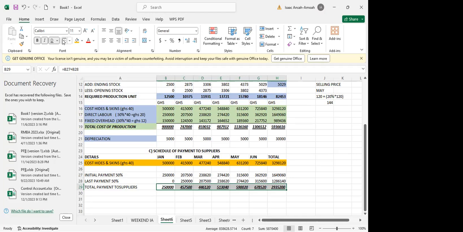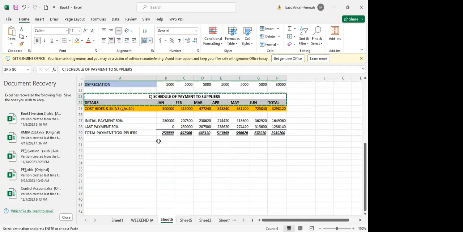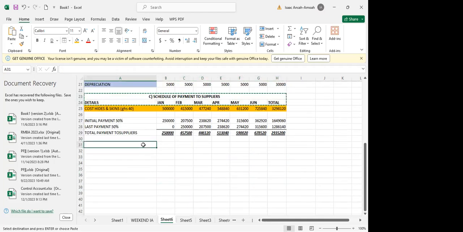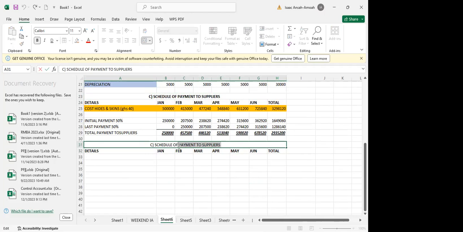Let's look at the monies that we have to receive from customers. So that becomes the D, right? The D. I'm sure you are saying, hey, is this question difficult? It's not really difficult, like you are saying. So schedule of receipt from debtors or customers, whichever way.